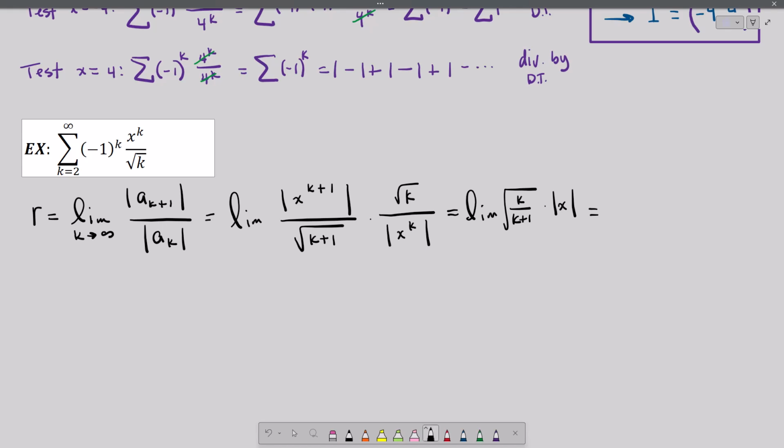This is constant with respect to k. Since this limit is as k goes to infinity, it has nothing to do with x, so we're going to get 1 times the absolute value of x. So that is our limit.